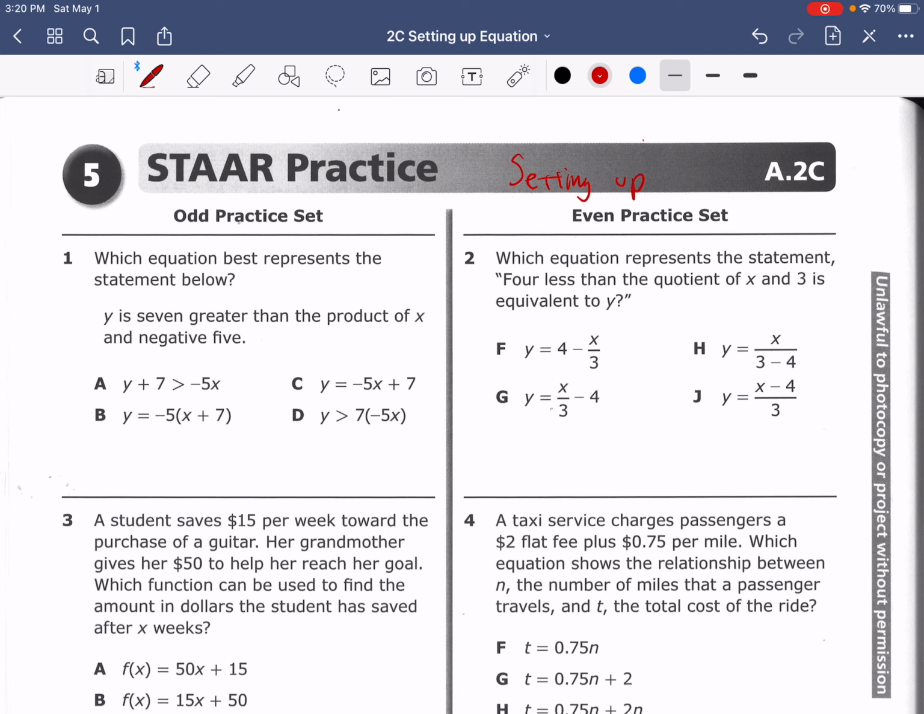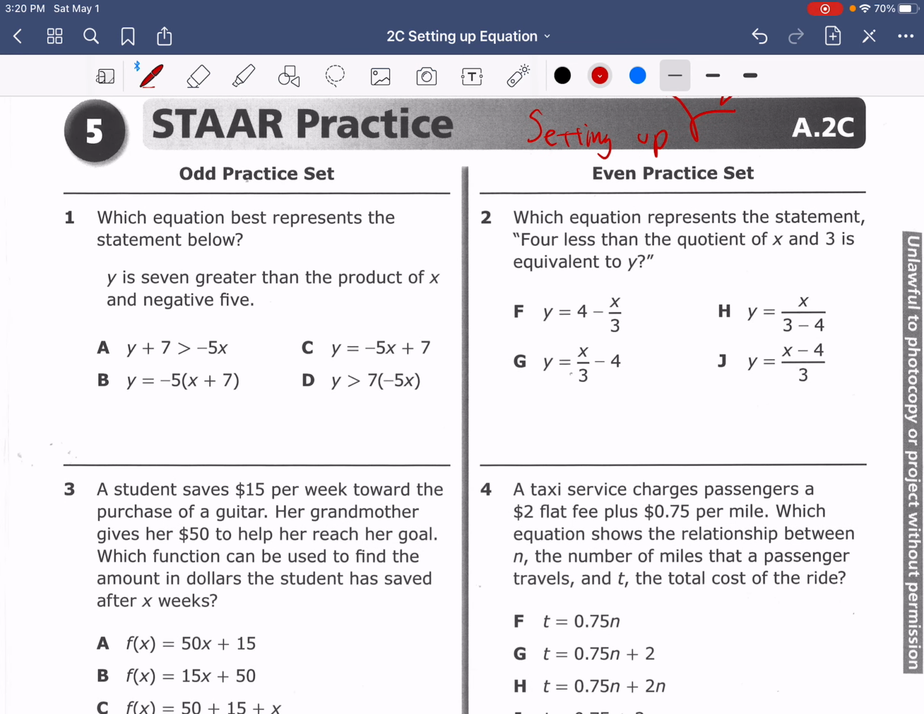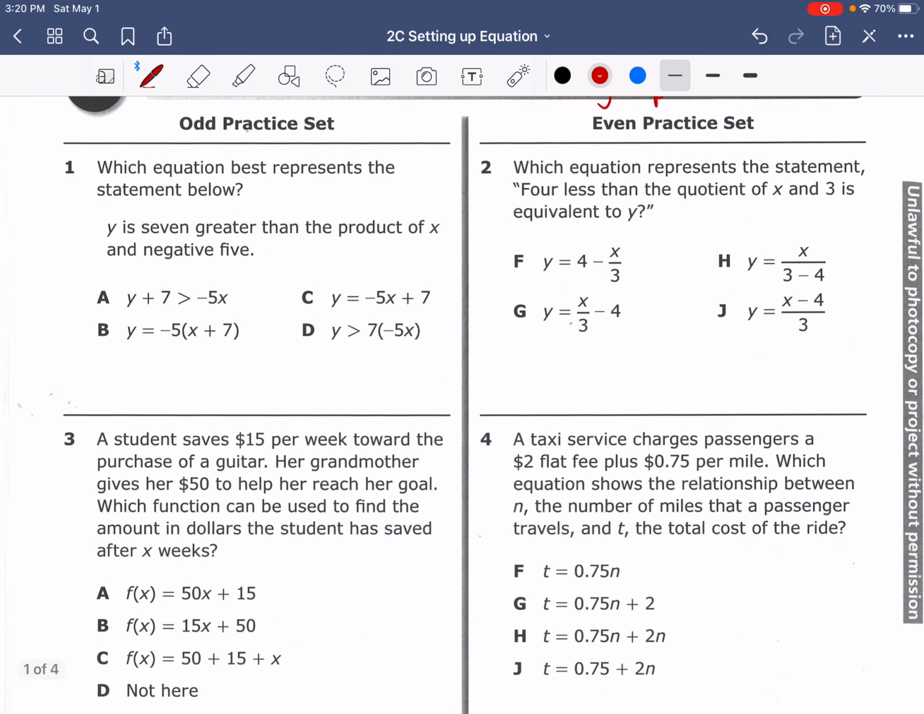Setting up equations. Okay, and some inequalities. So let's do this one. Question number 1. Which equation best represents the statement below?